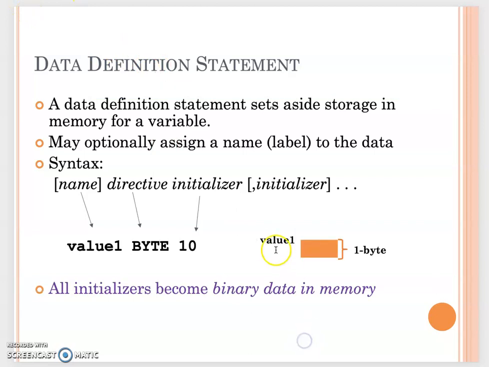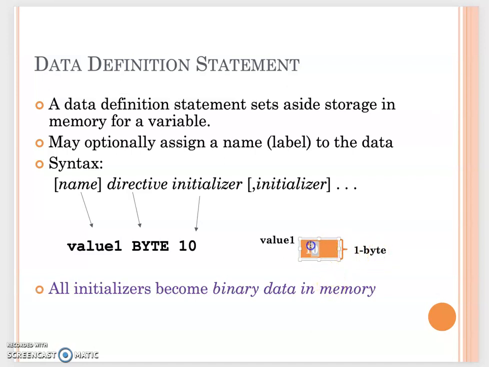So I show you here what happened in the memory. You have a value 1 byte. This name refers to the beginning of this memory address. So value 1 actually is a memory address pointing to this location. Then you tell me you want to reserve 1 byte, right? So the size from here is 1 byte. Then your initial value is 10.